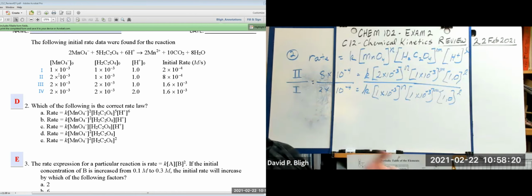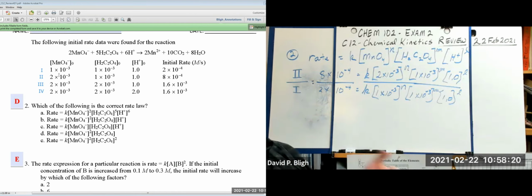It doesn't matter what the concentration is. It only matters what the K is to give you the rate. Okay, so in that case, you keep this second order term and that first order term, and that 0 order term goes away, which is why the answer is D. Manganate to the second power, oxalic acid to the first power, times K.